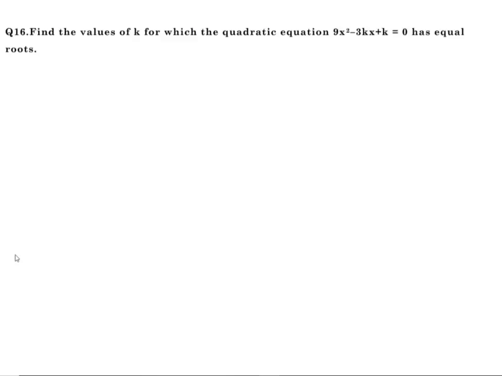That means it is related to discriminant. Equal roots means the discriminant delta is 0. What is the discriminant value? That is b square minus 4ac equals 0. First let me write the quadratic equation. That is 9x square minus 3kx plus k equals 0. What is the value of a? a is 9, b is minus 3k, then c is k.